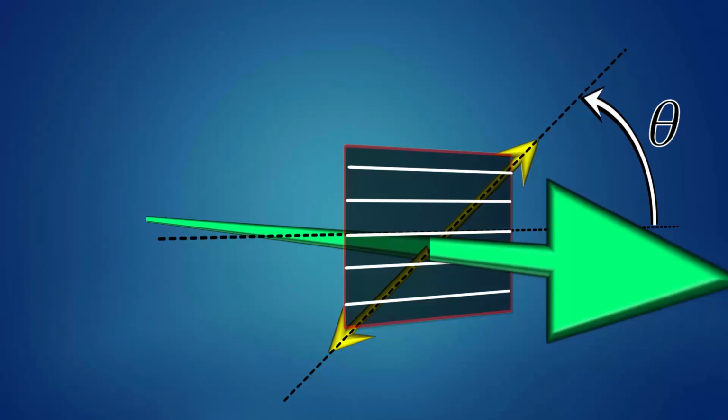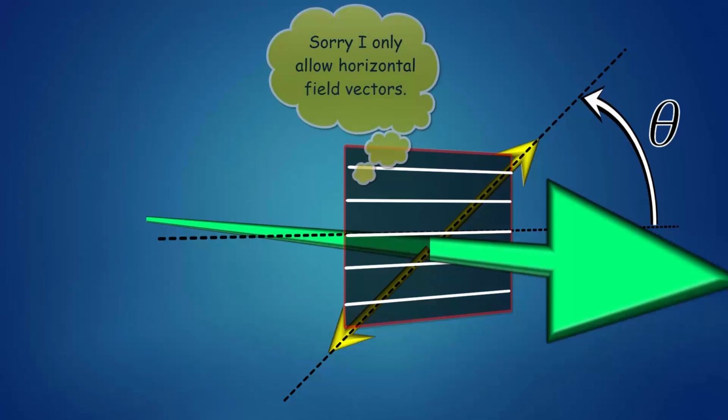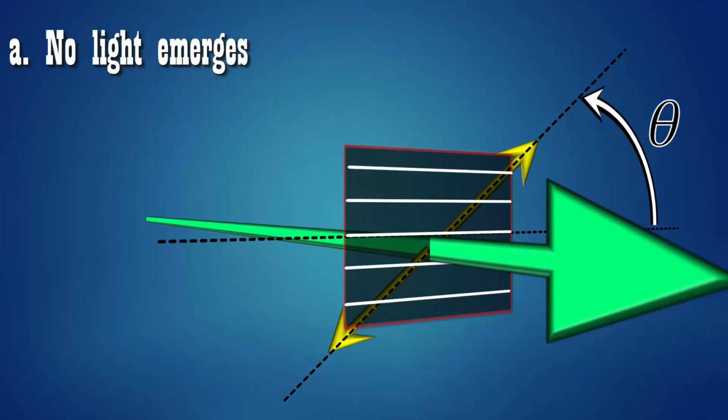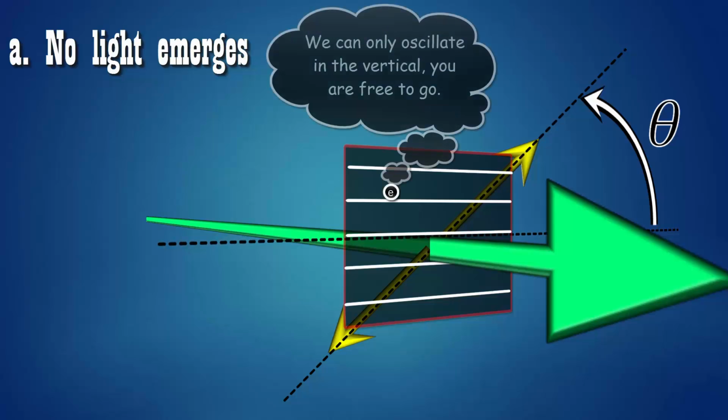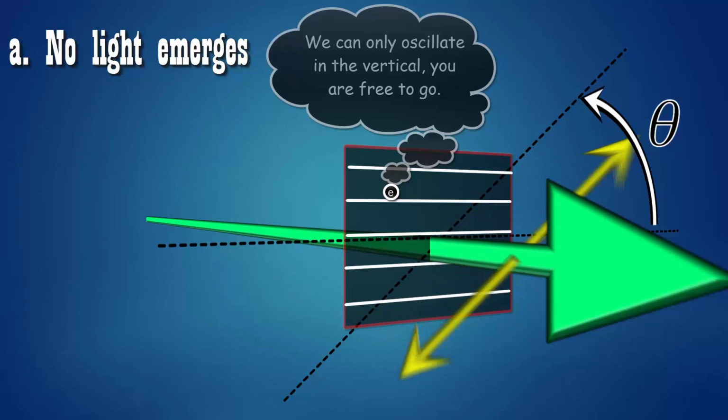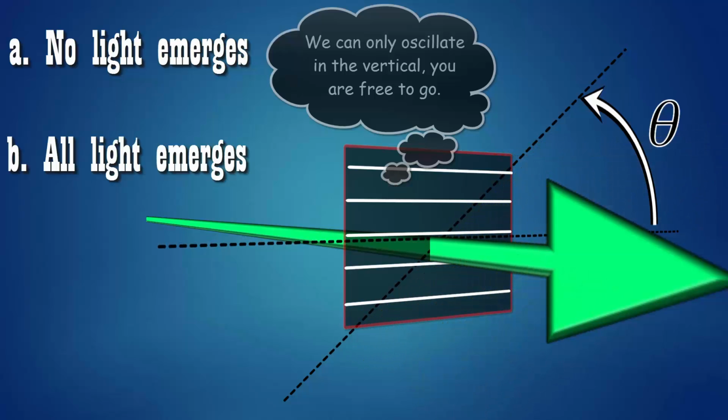And I will give you three options. First option, the polarizer will say, sorry man, you can only vibrate in the horizontal direction, so I cannot allow you to go through, and hence all the electric field vectors get absorbed, so nothing passes through. B, the electrons can only vibrate in the vertical direction, so the electrons will say, sorry man, you cannot make me oscillate, and therefore the entire electric field vector passes through, and nothing happens.